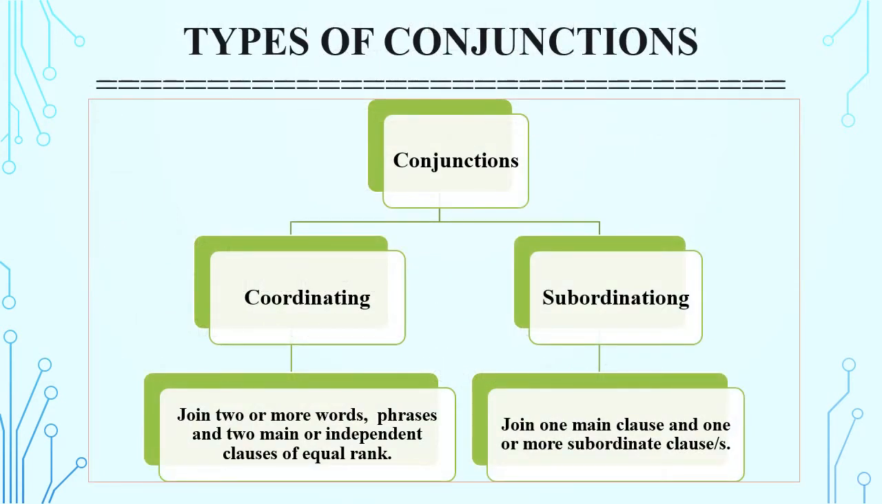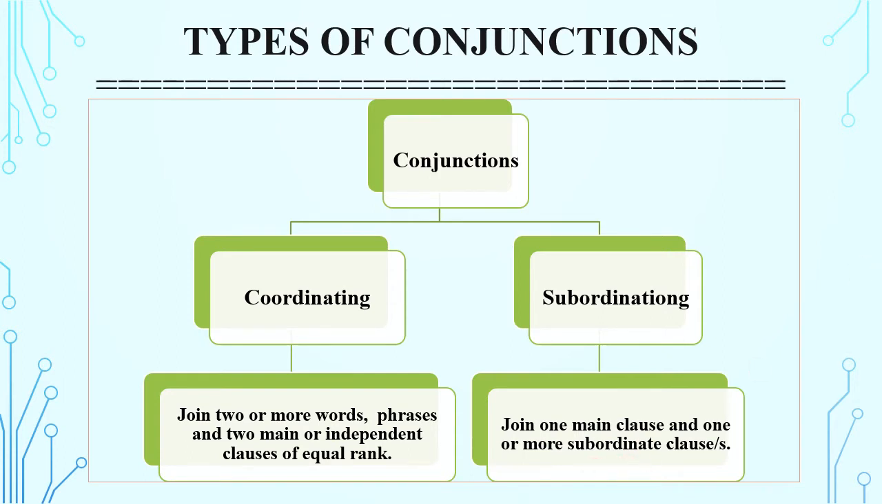Let's move to the types of conjunctions. There are two types of conjunctions, coordinating conjunctions and subordinating conjunctions. Coordinating conjunctions are used to join two or more words, phrases or clauses of equal rank or of equal importance. On the other hand, subordinating conjunctions are used to join one main clause with another subordinate clause.